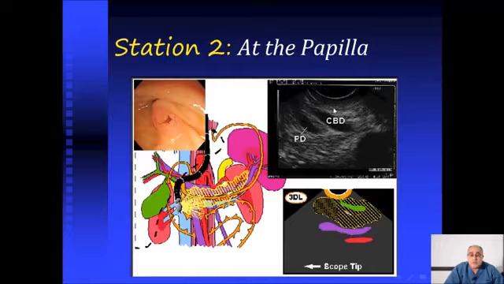So the landmark of this station 2 at the papilla is the stack sign: the common bile duct near to the lumen and the echo endoscope, and the pancreatic duct is the far channel from the echo endoscope. And here the pancreatic tissue of the head region is around the 2 ducts, and this is the region of the papilla.